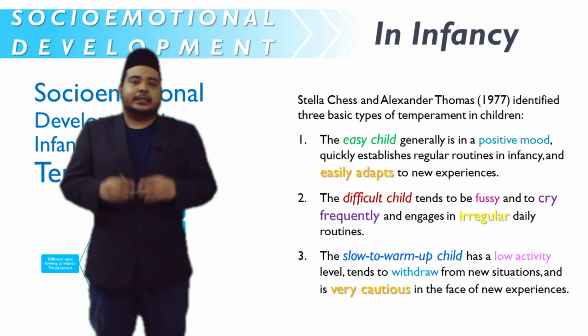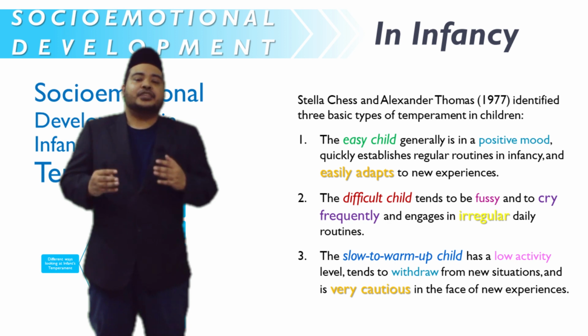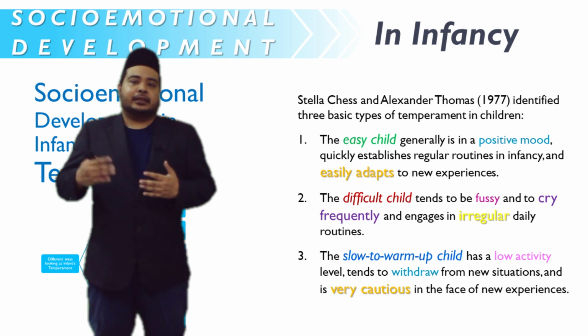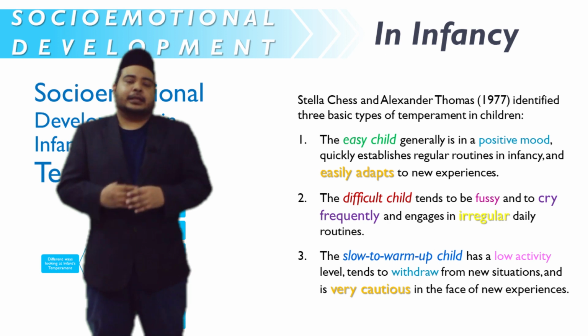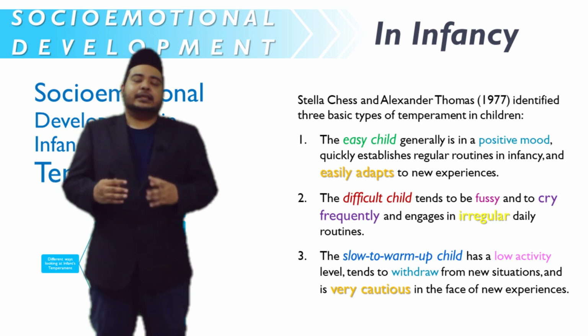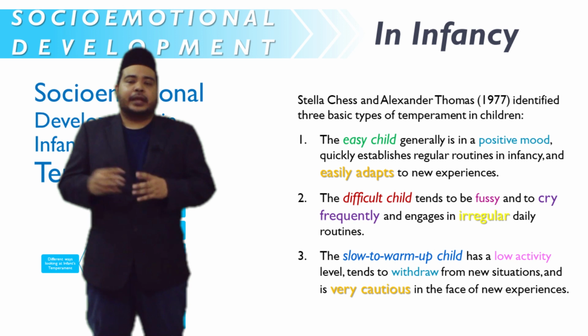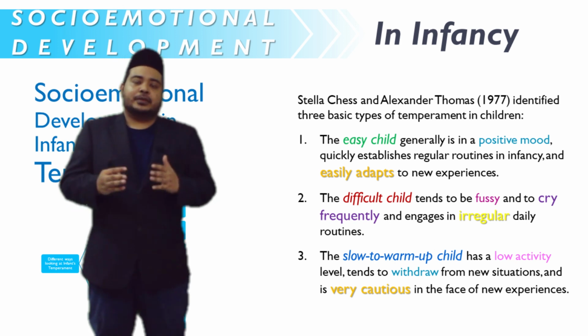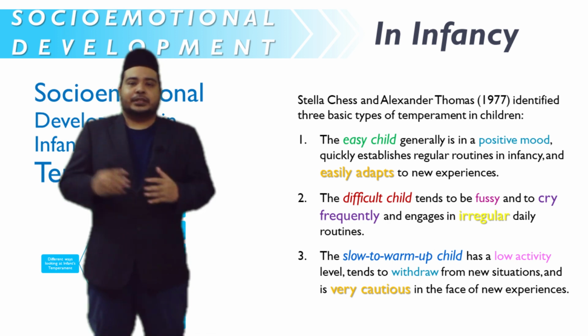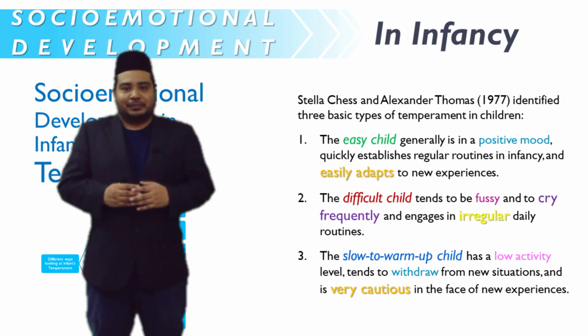The first one is the easy child. Okay, the easy child generally is in a positive mood. They quickly establish regular routines in infancy and they easily adapt to new experiences. As the name suggests, these types of infants are easy to look after. It's easy for their parents to send them to caregivers or to nursery because they readily adapt to a new situation with new people and a new environment.